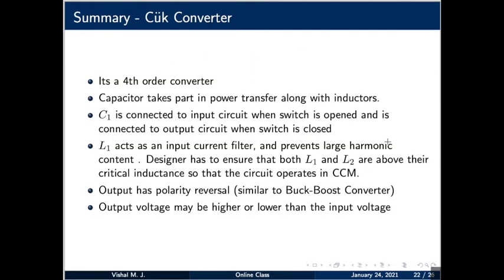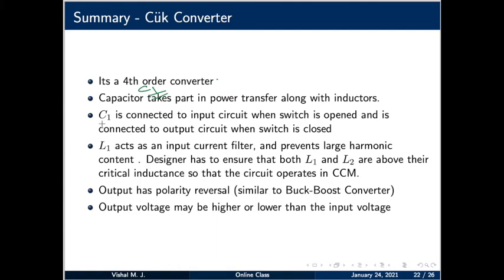So, to summarize, the Cuk converter is a fourth order converter. Why fourth order? Because there are 4 storage elements, 2 inductors and 2 capacitors. Not only the inductors, but capacitor C1 also takes part in power transfer. This is a peculiarity of the Cuk converter compared to the other 3 converters we have learned earlier.